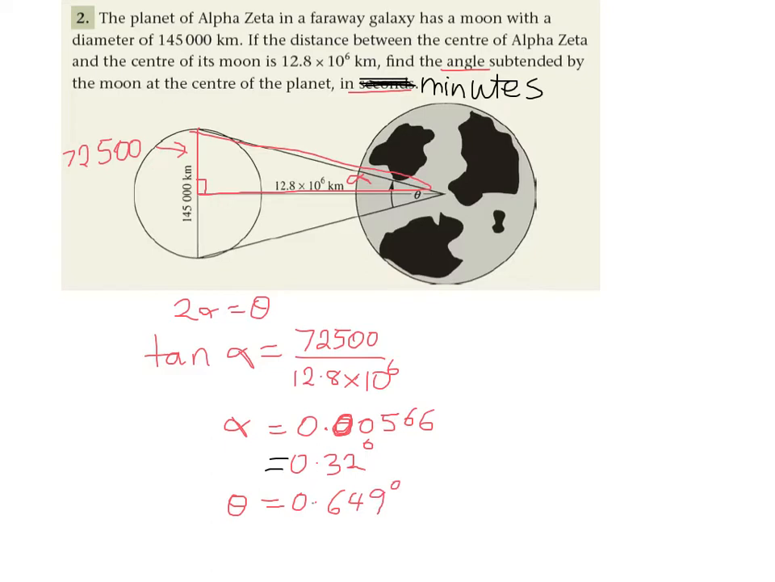And if you press the degrees, minutes, seconds button on your calculator, that's the one that looks like some little eyebrows, you guys know that button, then you can see that 0.649 degrees is equal to 0 degrees and 38 minutes and 56.57 seconds. So rounded to the nearest minute, it's going to be 39 minutes. Okay.